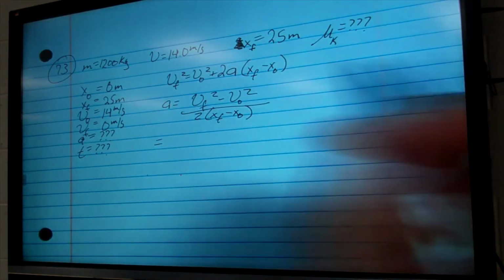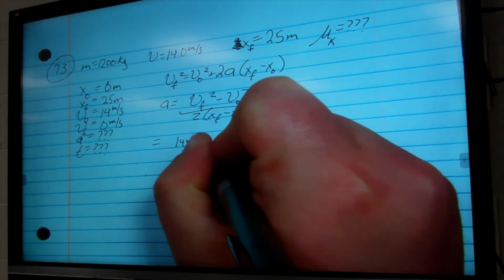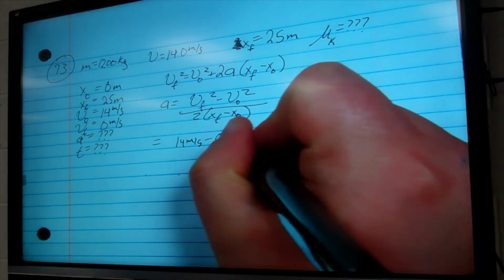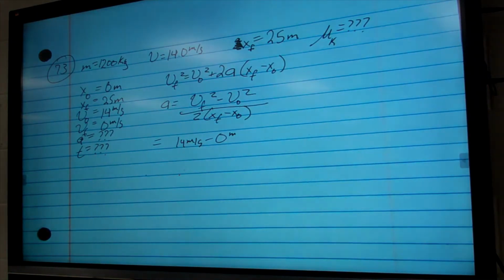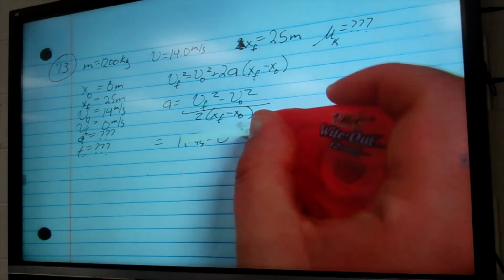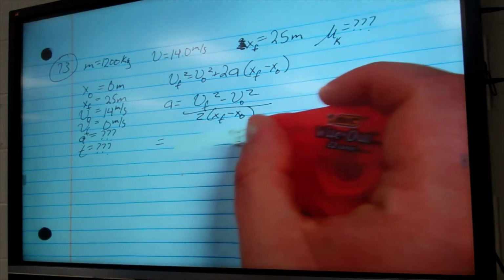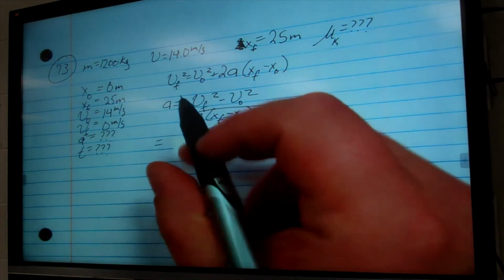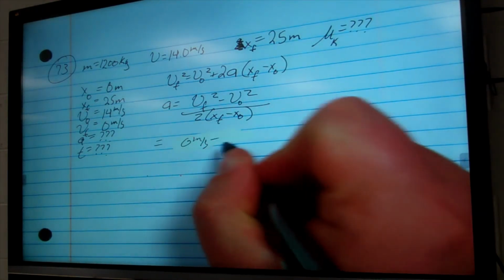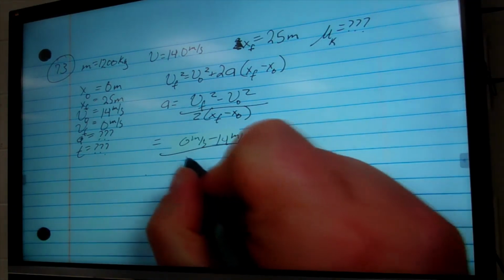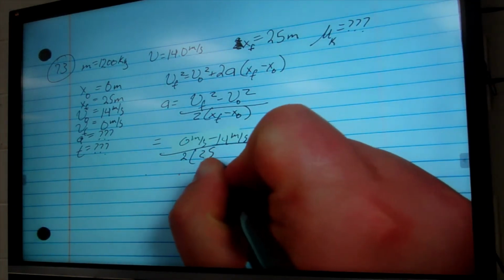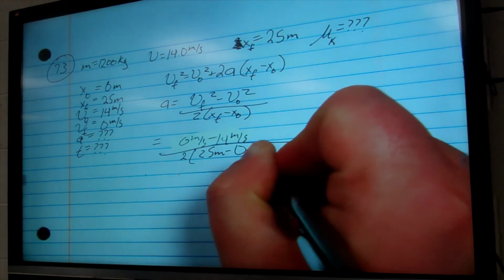So we got velocity final, 14 meters per second, minus initial, hold on, I'm getting backwards here. Just make it negative. 0 meters per second minus 14 meters per second, divided by 2 times 25 meters minus 0 meters. I'll tell you in a minute.